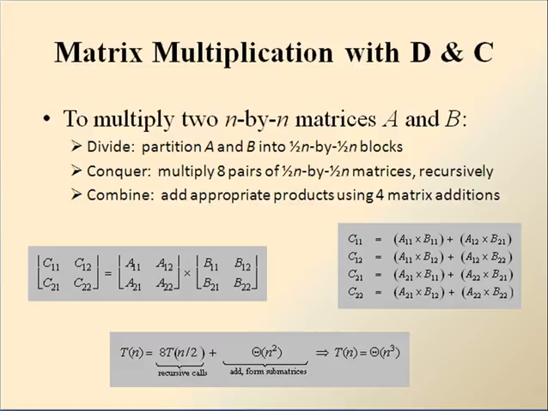You can see we have to multiply A and B. So C11 can be A11 into B11 plus A12 into B21. C12 is A11 into B12 plus A12 into B22, and so on. So T of n is equal to 8 recursive calls, that is 8 T of n by 2, plus O of n square for adding the submatrices. If we calculate, it will come to O of n cube.